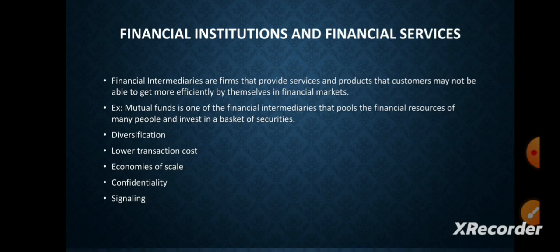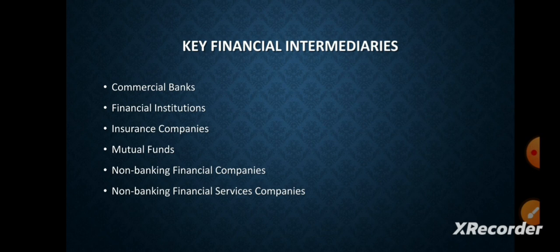So now we will discuss the key financial intermediaries. The key financial intermediaries in India are commercial banks, financial institutions, insurance companies, mutual funds, non-banking financial companies, and non-banking financial service companies. So, what are commercial banks? Commercial banks may be public sector banks, foreign banks, or private sector banks, which represent the most important financial intermediary in the Indian financial system.